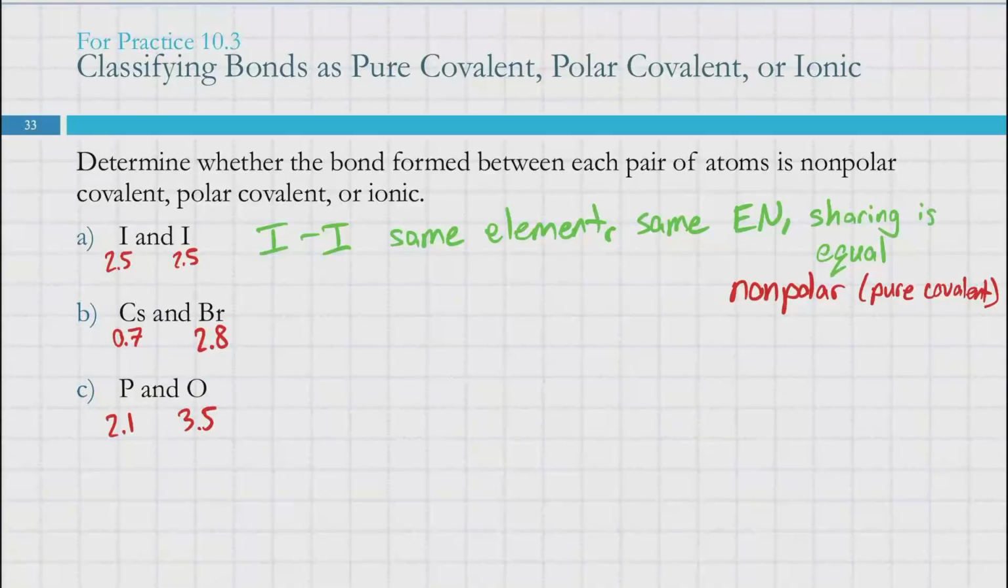Second up, we've got cesium and bromine. If cesium and bromine form a bond, how would we characterize that bond? What would we call it? Nonpolar, polar, or ionic? It would be ionic, and there's two ways that we can come up with that. The first way, and I think this is arguably the easier way, is it's an ionic compound. Cesium is a metal, bromine is a nonmetal. It's an ionic compound. Ionic compounds have ionic bonds.